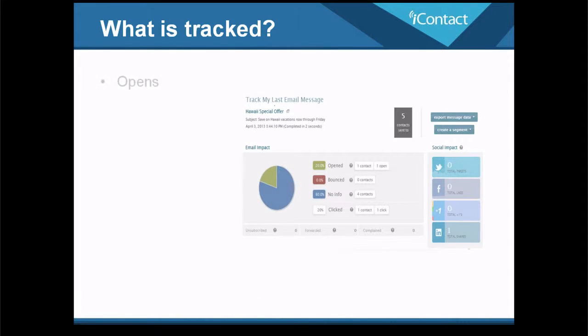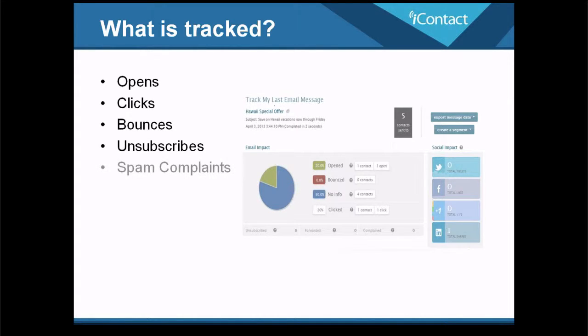So you may be asking, what is tracked? iContact will track your opens, that is, individuals who opened or viewed your email message. We'll also tell you how many people clicked on links within your message. You'll also see the number of bounces per message, as well as those who may have unsubscribed from your email newsletter. You also will see the number of spam complaints gained by each message, and the social impact that your message has gained outside of the inbox.